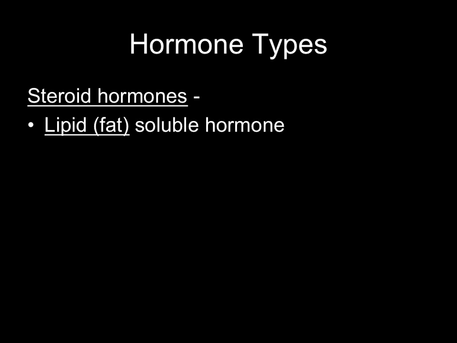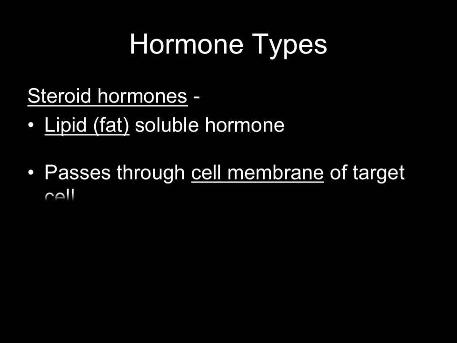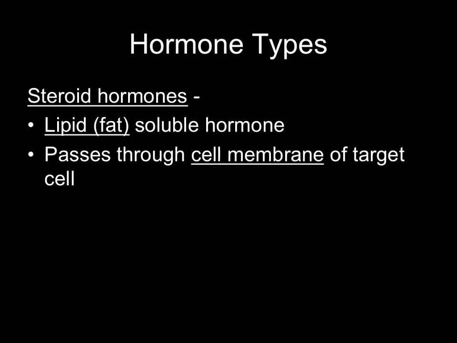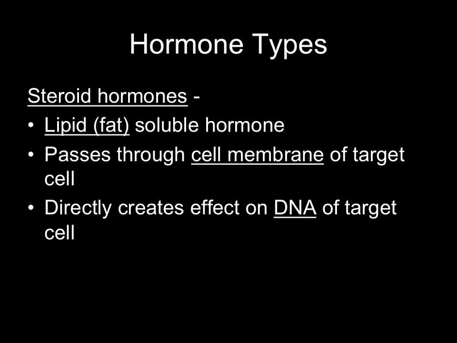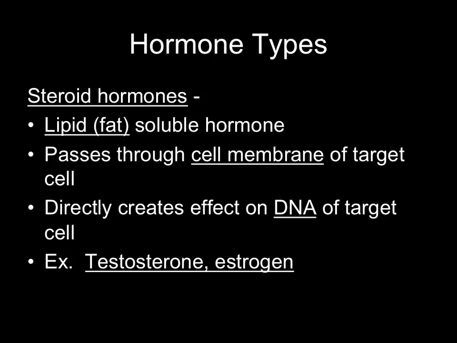But in terms of the cell, what that means is these types of hormones are able to pass through the cell membrane of the target cell. And so therefore the receptors are right within the cytosol or cytoplasm of the cell itself. Now, steroid hormones have a direct effect. So basically, they deliver their message straight to the DNA. There is no game of telephone that we're going to see a little bit later. Examples of steroid hormones include things like testosterone and estrogen.